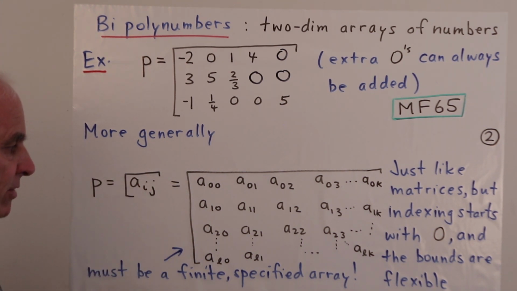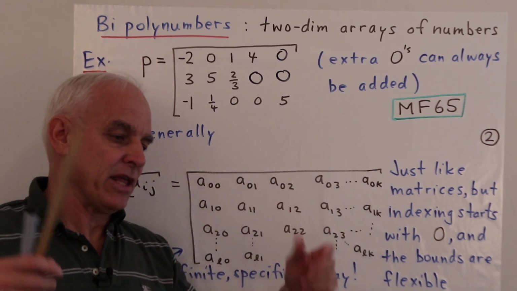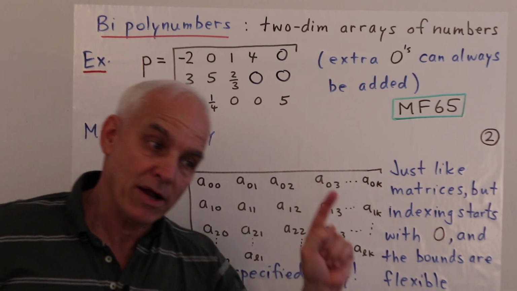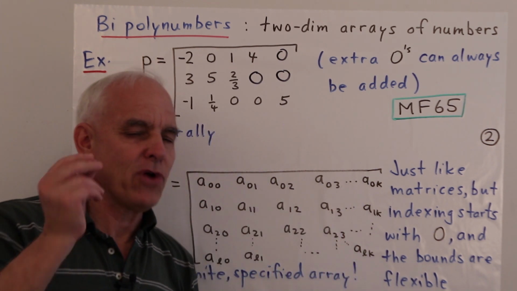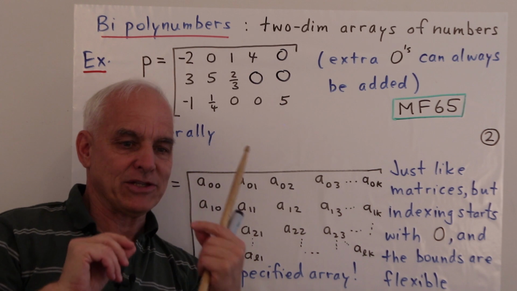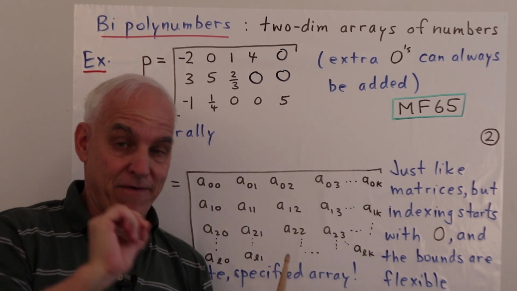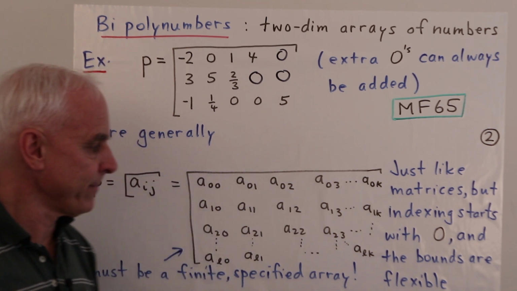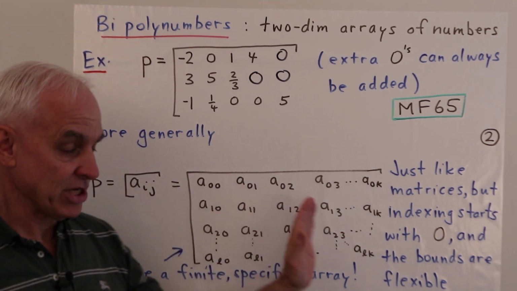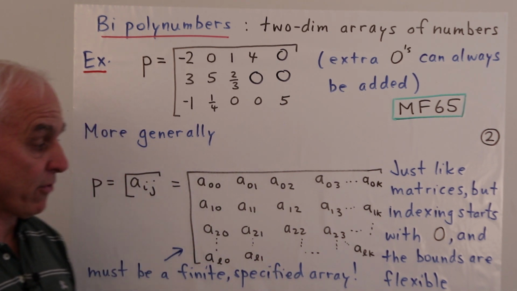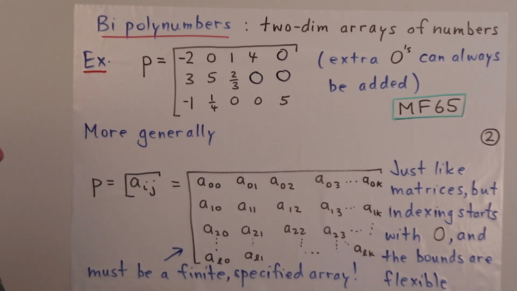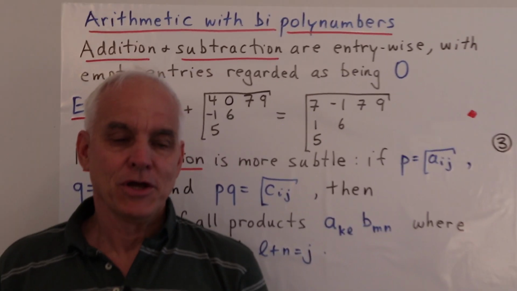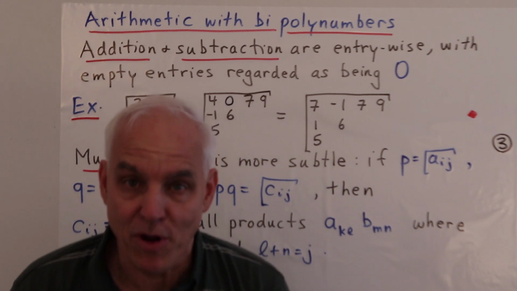We're never going to talk about things that go on indefinitely that require an infinite amount of time to write down. When we do want to get at so-called infinite things, we're going to have to figure out a way of doing it indirectly so that we still end up only writing down a finite amount of information. That's going to be a key challenge for us later on. Okay, but for now, a bipolynumber is just one of these finite specific arrays of numbers which are indexed by 0, 1, 2, 3, and so on. So of course, we would like to do arithmetic with bipolynumbers.